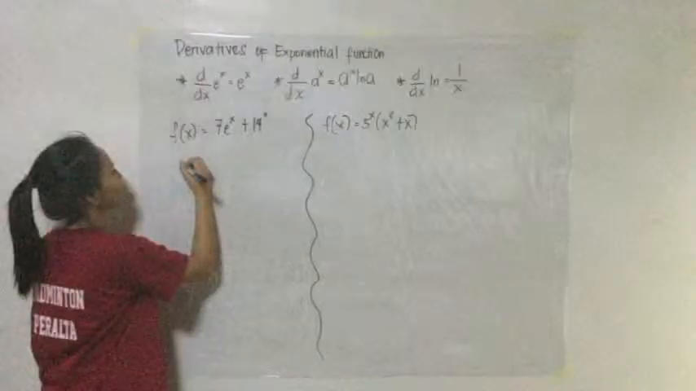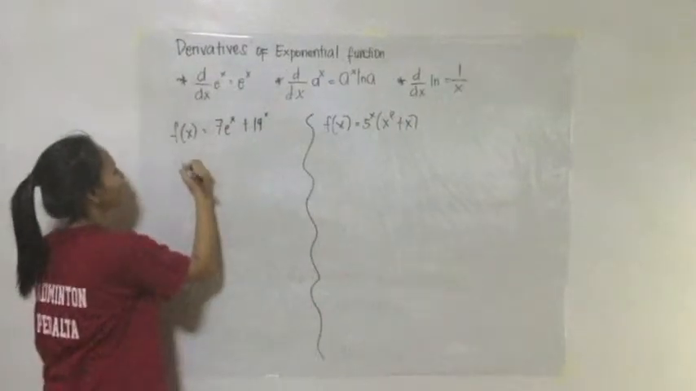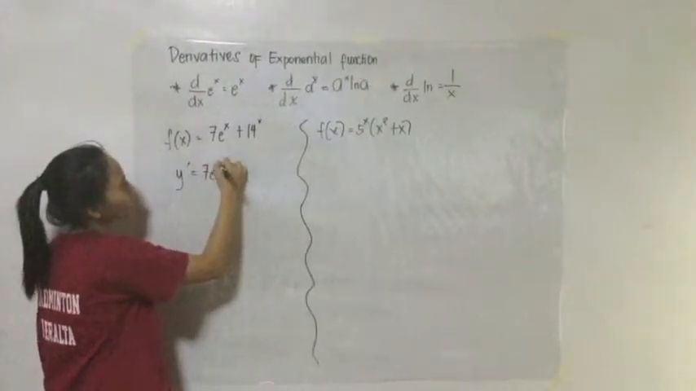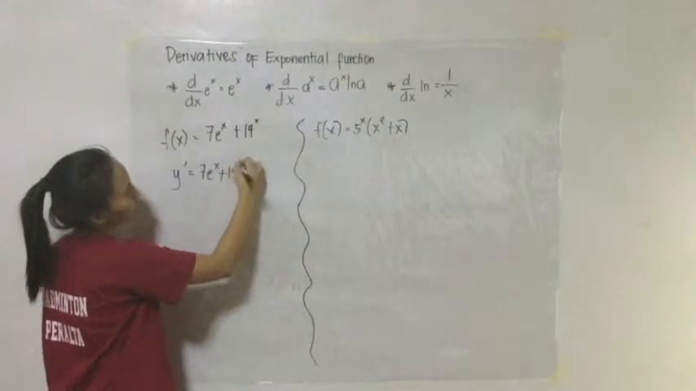Derivatives of exponential function. For example, f of x is equal to 7e raised to x plus 14 raised to x. Y prime is equal to 7e raised to x plus 14 raised to x ln 14.